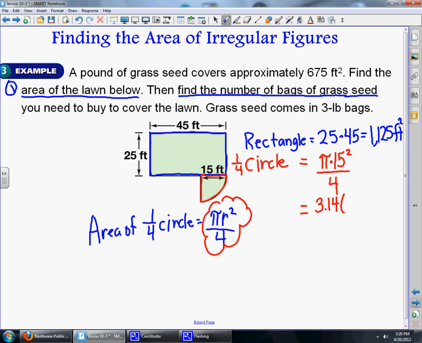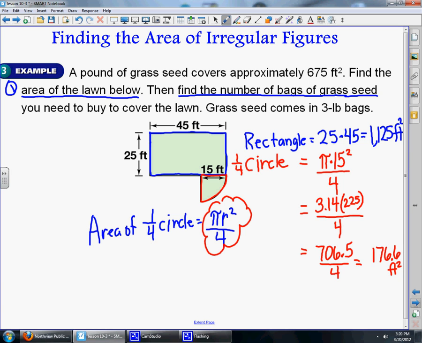15 squared is 225. And we're still going to divide it by 4 because this is only a quarter of a circle. So 225 times 3.14, or pi, you can use either key on your calculator, is 706 and a half, divided by 4. And when we divide that by 4, I'm going to round to the nearest tenth, we get 176.6, and that is, write this down below here, ran out of room, feet squared.